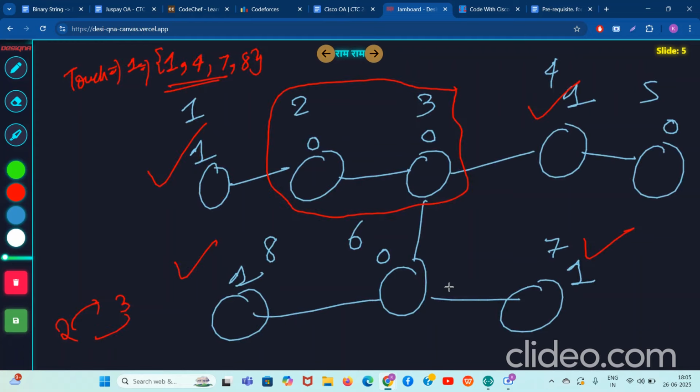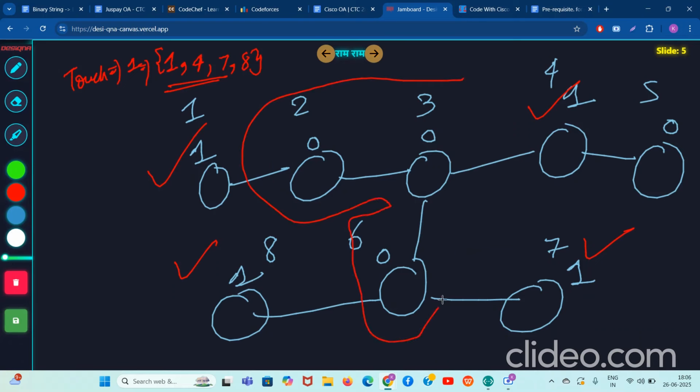Then what is the correct answer, sir? Correct answer is, you guessed it right, 2, 3, 6. You need to visit all the nodes 2, 3, 6. Why? 2 to 3, 3 to 6, and then go back. 6 to 3, and then 3 to 2. You need to do something like that. Okay?